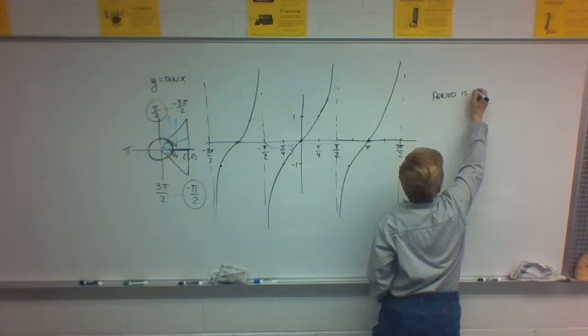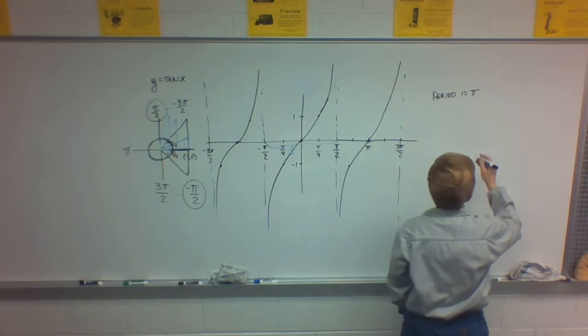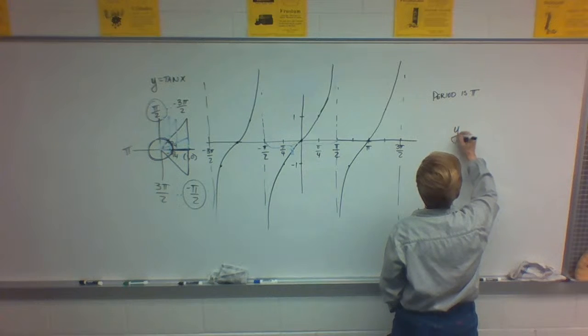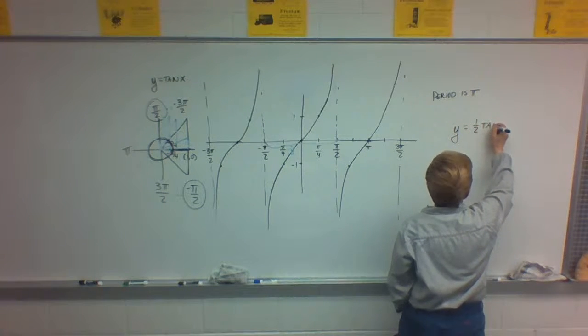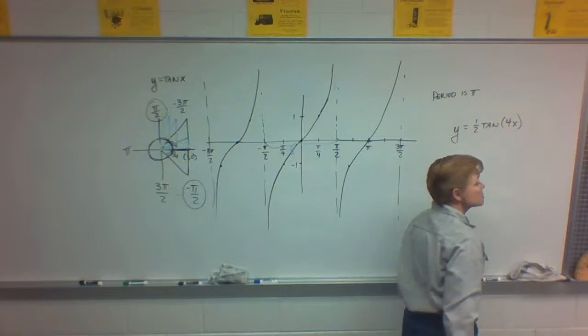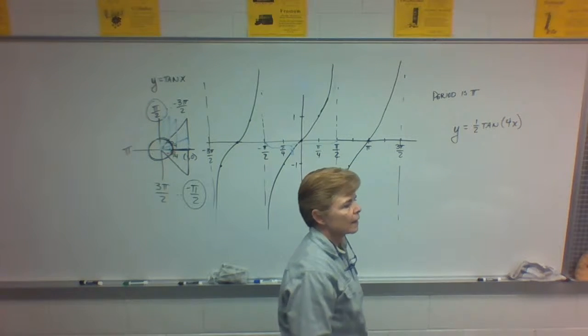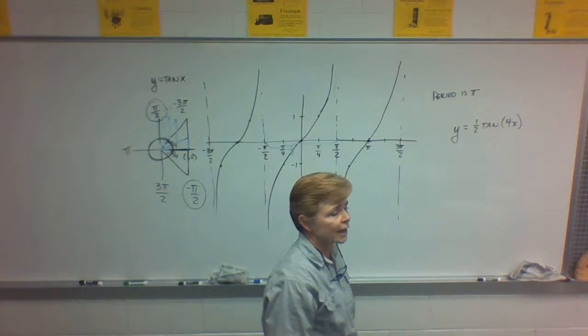Period is pi. So if I give you a situation like this, if I ask you to graph y equals 1/2 tangent of 4x, and I ask you what the amplitude is, you say there is no amplitude, but there is a vertical shrink of 1/2.